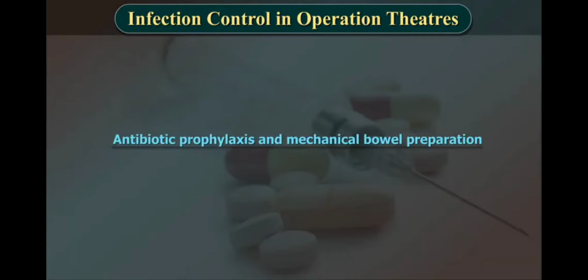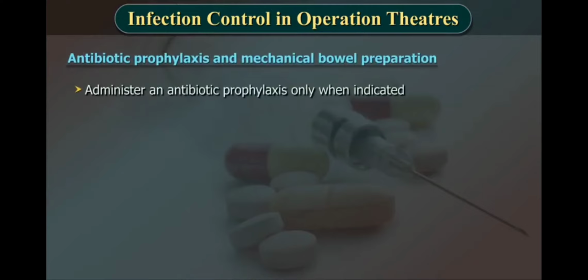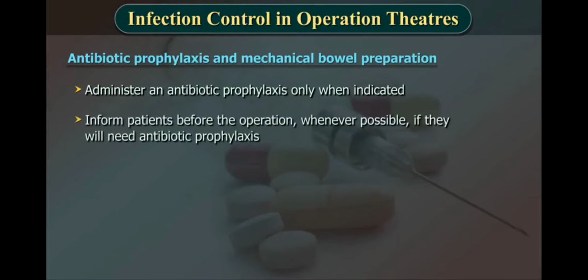Antibiotic prophylaxis and mechanical bowel preparation. Administer an antibiotic prophylaxis only when indicated and select it based on its efficacy against the most common pathogens causing SSI for a specific operation and publish recommendations. Inform patients before the operation, whenever possible, if they will need antibiotic prophylaxis.